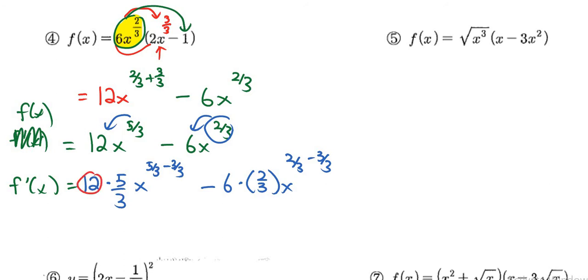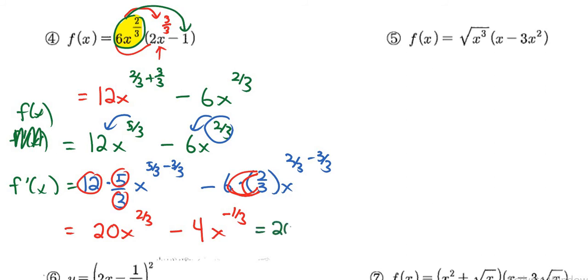If I take my 12 and divide it by 3, I get 4, and 4 times 5 is 20. So this would be 20x to the power of 2/3 minus, well, 6 divided by 3 is 2, and 2 times that 2 is going to be 4, so that's going to be 4x to the negative 1/3. And finally, if you wanted to just clean this up, this would be 20x to the 2/3 minus 4 over x to the 1/3. So if you want to write your answer in terms of a positive power, that's your answer right there in the green box.